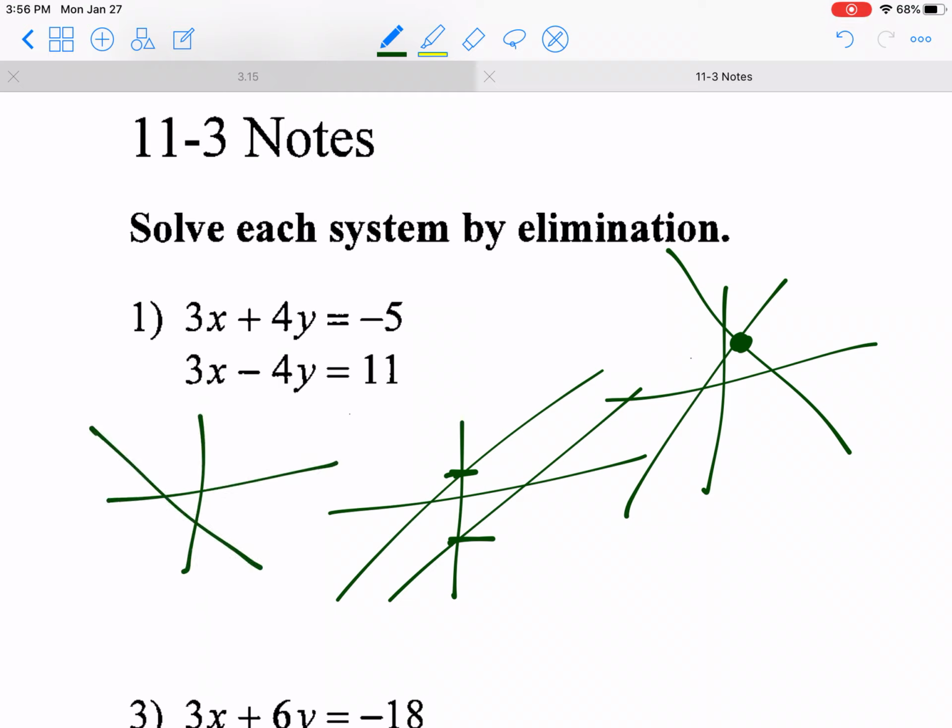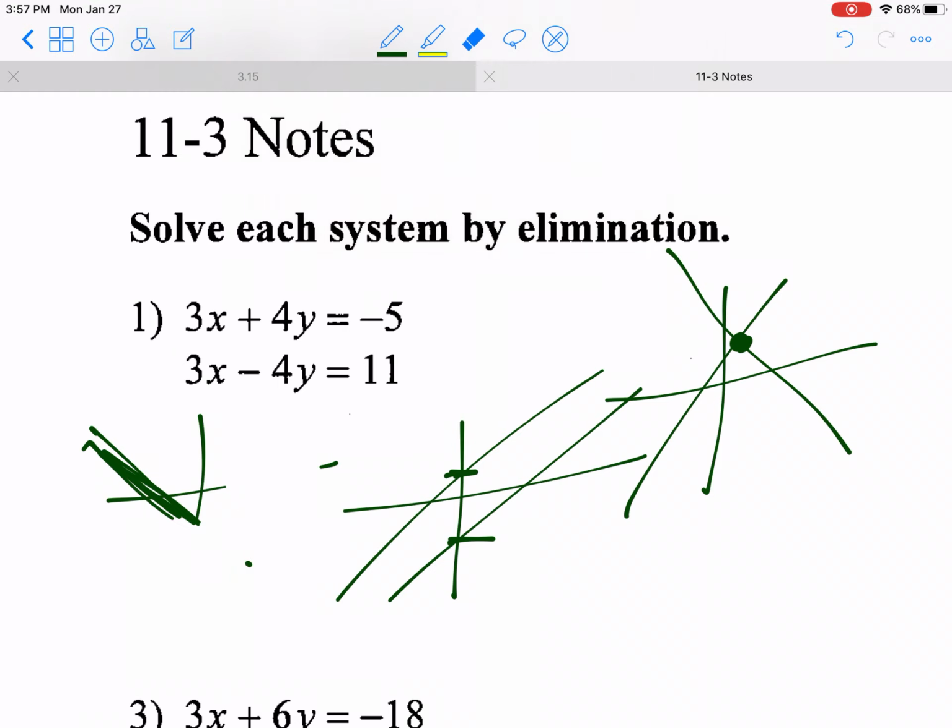Or if we graph a line and then we go to graph another line and lo and behold it's the same thing, identical lines, that's supposed to be on top of each other, then we know that it has infinitely many solutions to that system of equations.